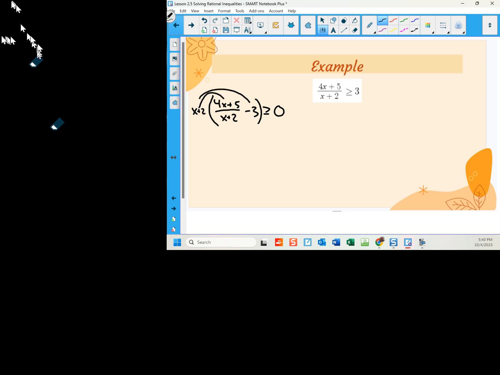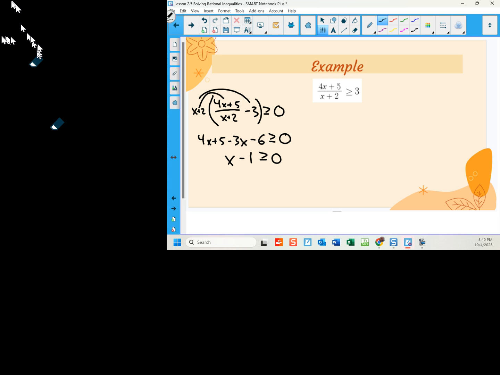When I distribute it to the first part, the x plus 2's cancel, and I get 4x plus 5, which is a nice thing. When I multiply it times negative 3, I have to distribute: negative 3 times x is negative 3x, and negative 3 times positive 2 is negative 6. And that's all greater than or equal to 0. Combine like terms, and we get x minus 1 is greater than or equal to 0.